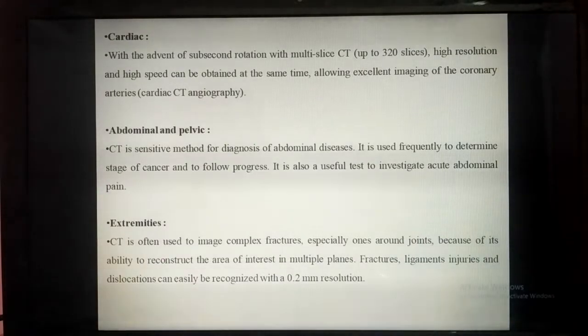The next one is extremities. CT is often used to image complex fractures, especially ones around joints, because of its ability to reconstruct the area of interest in multiple planes. Fractures, ligament injuries, and dislocations can be easily recognized within a 0.2 mm resolution.